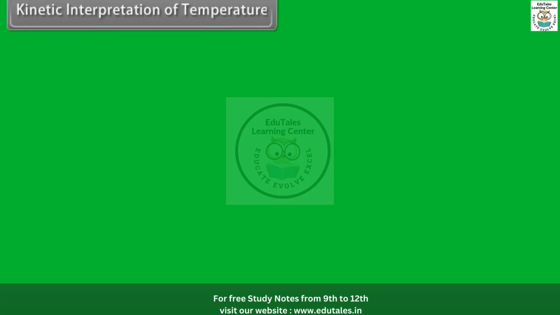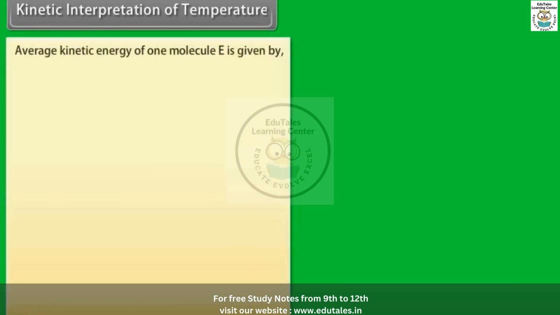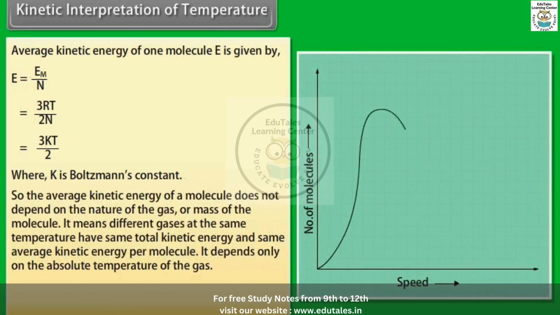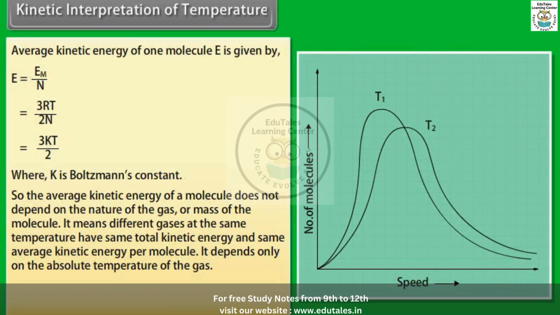Kinetic interpretation of temperature. Average kinetic energy of one molecule, E, is given by E is equal to E total upon N is equal to 3RT upon 2N is equal to 3kT by 2, where k is Boltzmann's constant. So, the average kinetic energy of a molecule does not depend on the nature of the gas or mass of the molecule.